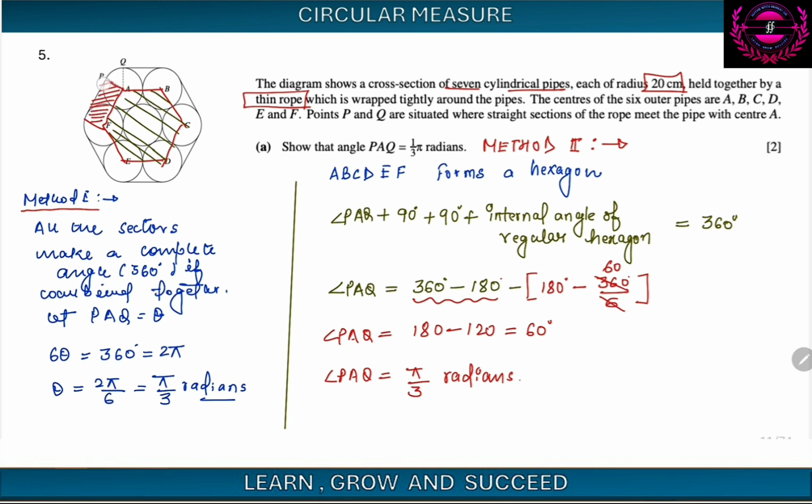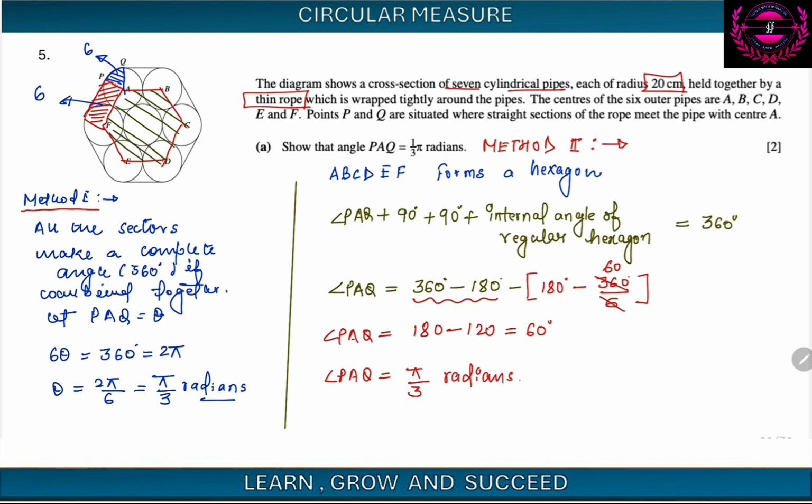The straight section of the rope forms a rectangle, and the curved section of the rope forms a sector. So in total there are 6 rectangles, and in total there are 6 sectors. If we combine the area of 6 sectors plus the area of 6 rectangles plus the area of the hexagon, we will have the total area of the cross section.